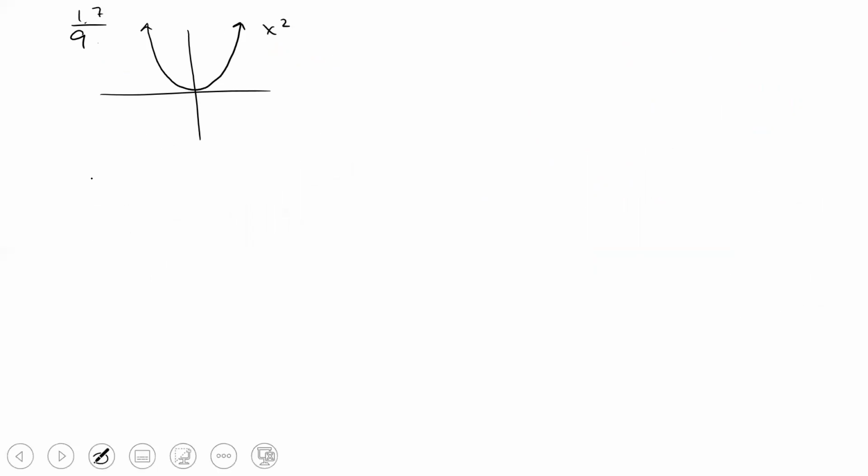All right, for number 9, this is 1.7. Based upon this equation right here, x squared, the question is, write the equation for A.